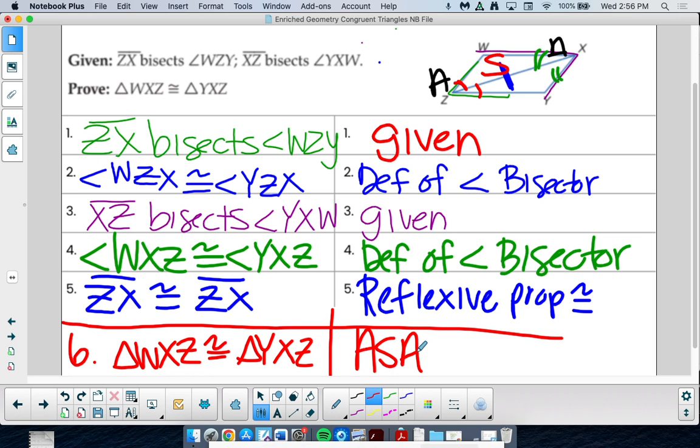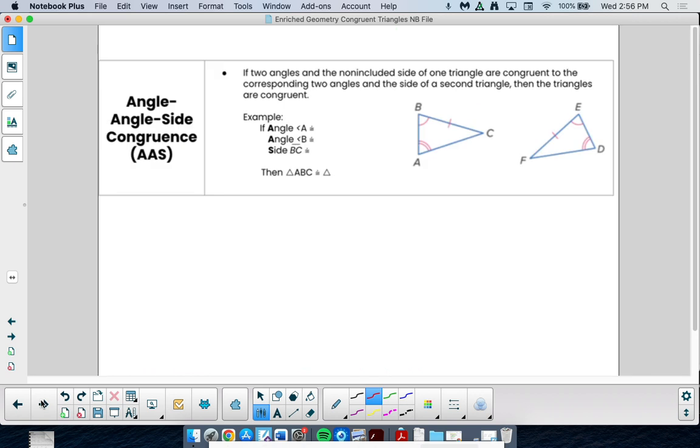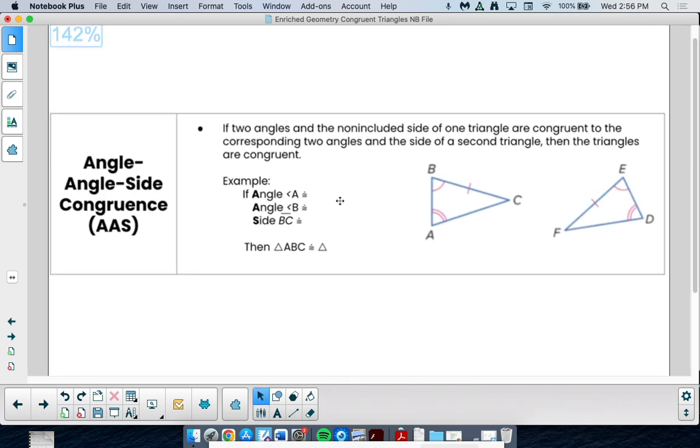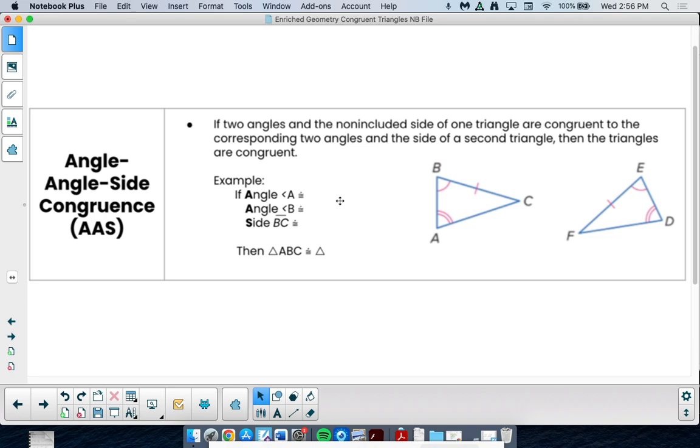Let's try some angle side congruence. So very similar to angle side angle, but the order of our congruent parts are different, okay? So it says if two angles and the non-included side of one triangle are congruent to the corresponding two angles and the side of a second triangle, then those triangles are congruent. Key word on this one is it's not the included side. So we do not want it between our two congruent angles, okay?